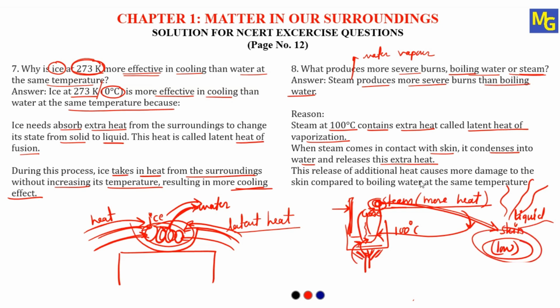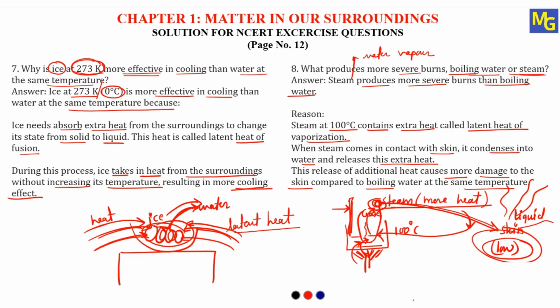Next, this release of additional heat causes more damage to the skin compared to boiling water at the same temperature, because boiling water does not have any extra heat, but steam has extra heat because it is converted from liquid to gaseous. So that is the reason for this question number 8. I hope you will understand. Read it carefully. You will understand the meaning of each and every sentence.